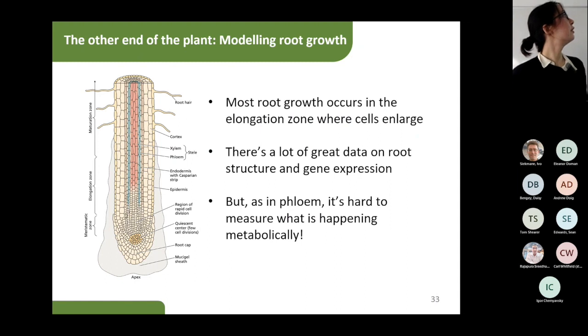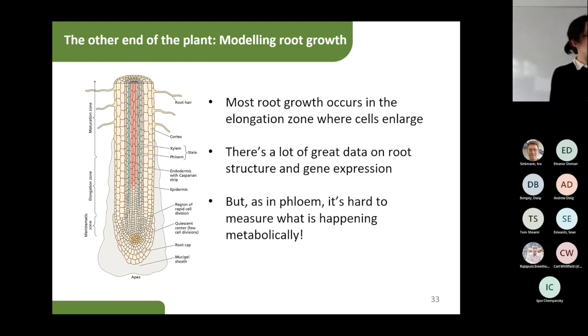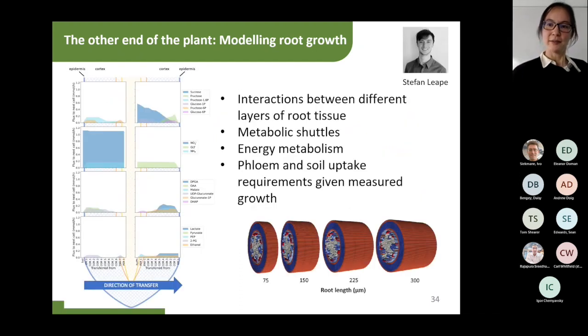Another project which we're mostly wrapping up, hopefully we'll get a preprint out in the next month, is looking right at the other end, at the roots, so the sink tissues, and looking at what's happening there, how they grow, how metabolism affects that. Because like phloem, they're also quite delicate, and you have to dig them up and damage them, and it's quite hard to tell what's happening metabolically. So it's another part of plant metabolism that's really worth modelling to narrow in on what's happening there. That's with a master's student, Stephen Leap, who's now left. But yeah, we should be publishing that very soon.